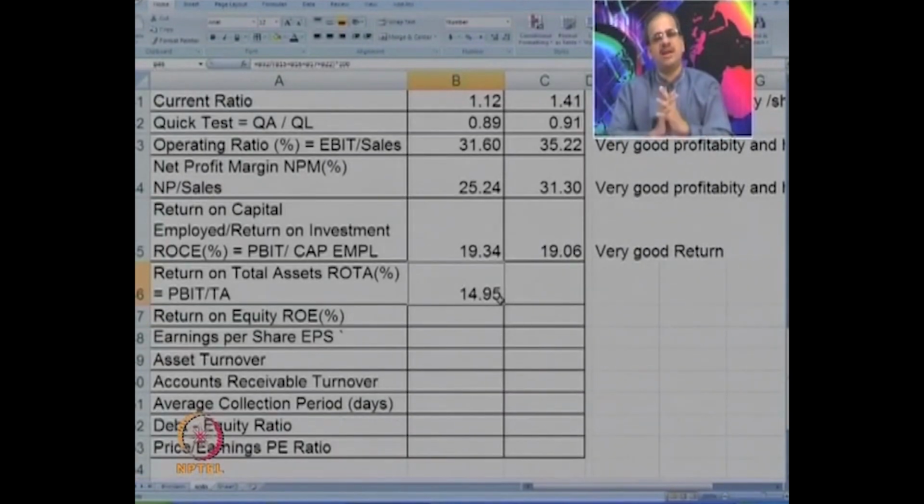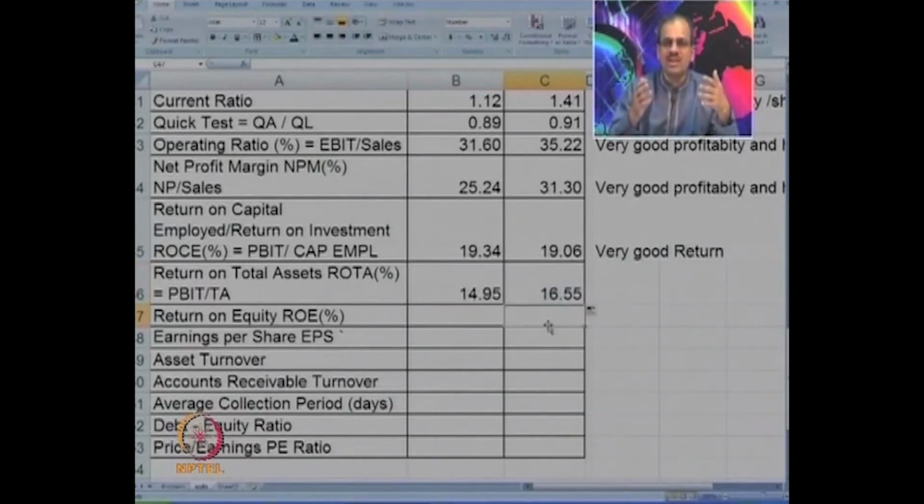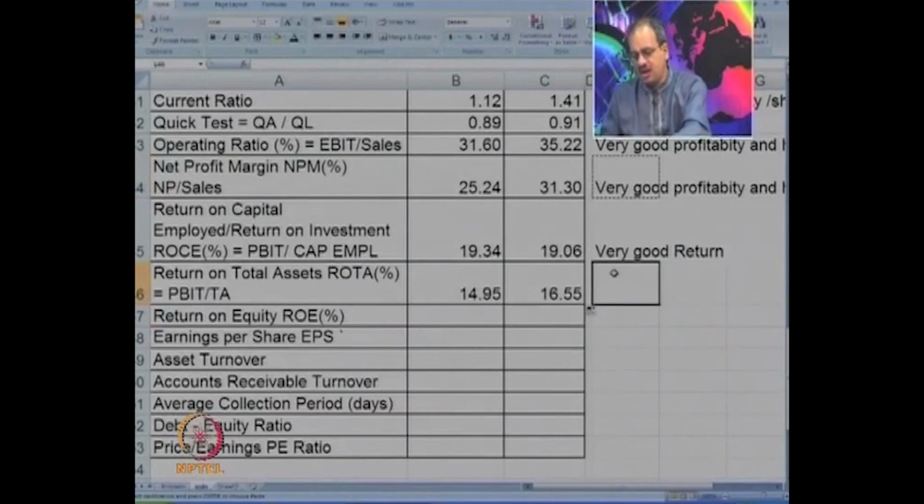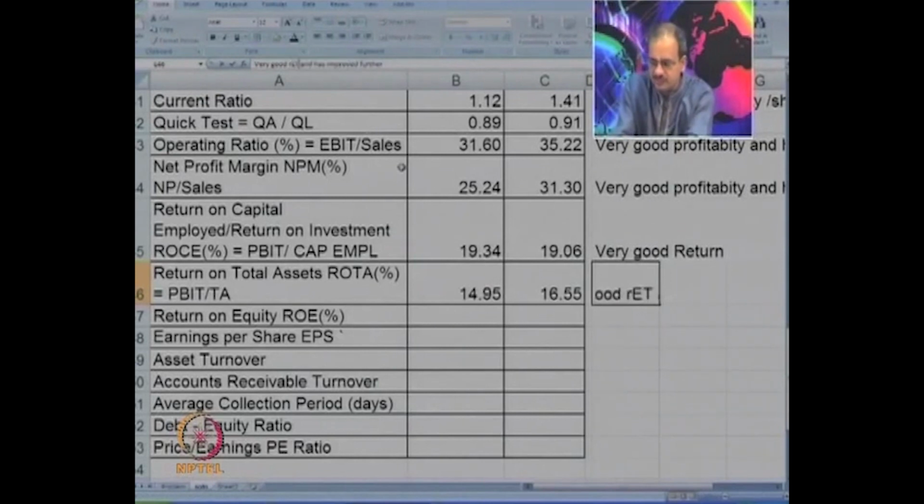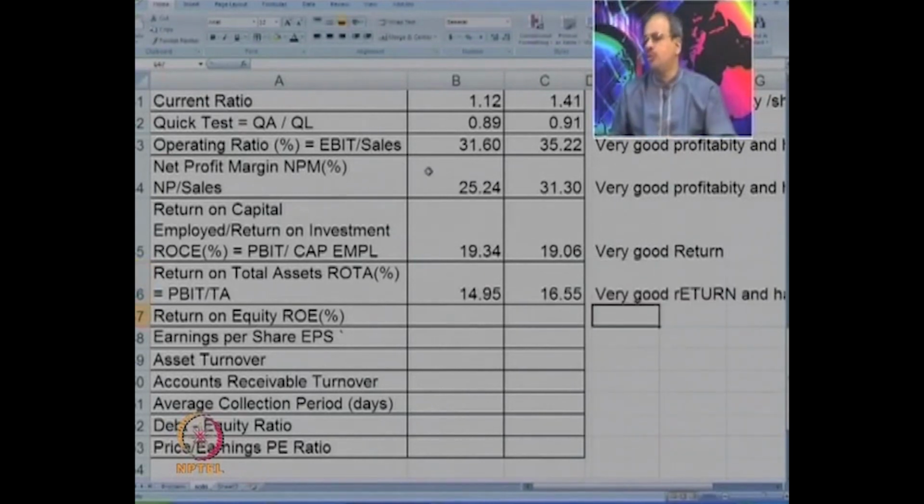So, you get 14%, are you getting? This is slightly less than return on capital employed, because in capital employed also it was PBIT in the numerator, but we divided by the long term funds. Here we are dividing it by the total of assets. So, in the current year it has improved slightly, it has become 16.55. So, again I will repeat the earlier remarks. There is a very good return and it has improved further. I hope you are all getting me and agreeing to what I am saying. Is it okay?